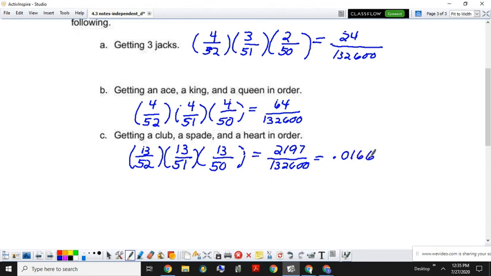That is the section on independent and dependent.